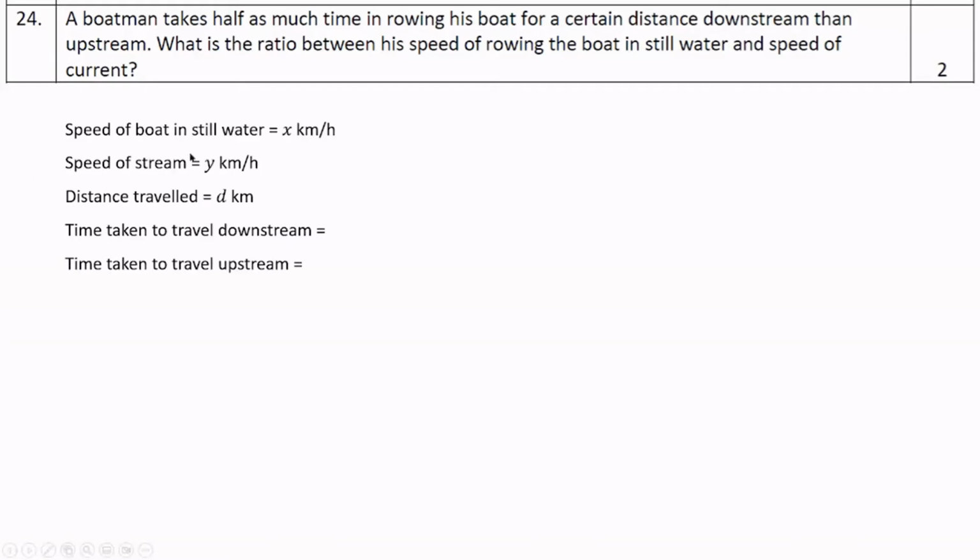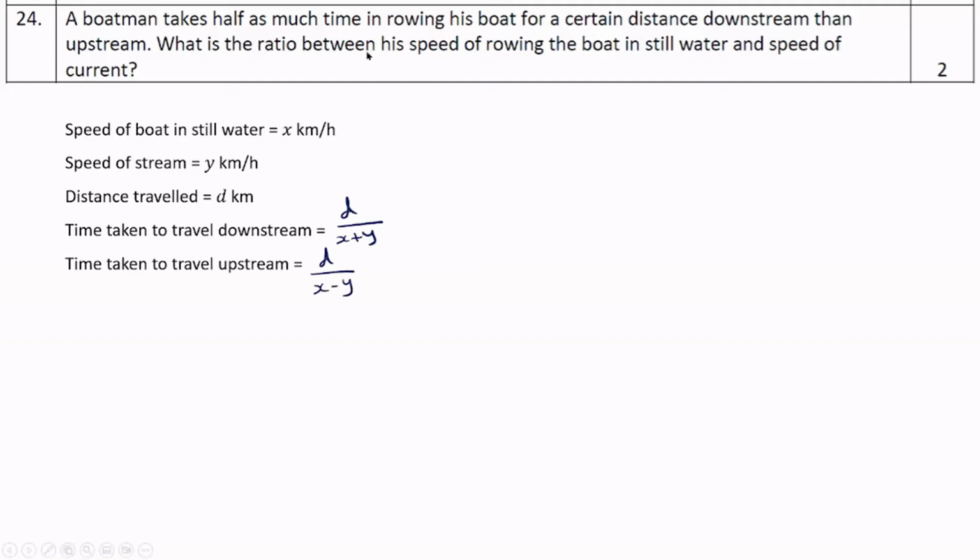So let us take speed of the boat in still water is x, the usual notation that we use. Speed of the stream is y km per hour and distance travelled is d kilometers. Now the time taken to travel downstream will be distance by downstream speed. So distance is d and the downstream speed will be x plus y. Then time taken to travel upstream will be distance by upstream speed, and upstream speed is x minus y.